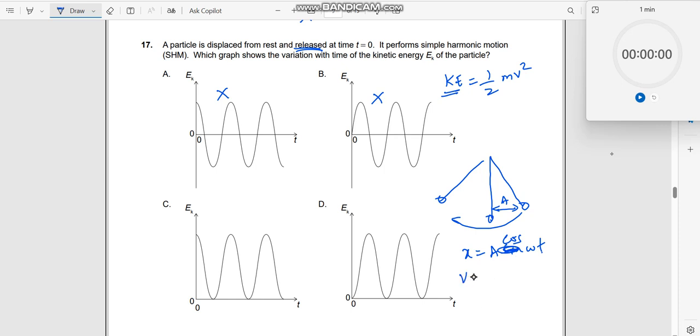So if that is the case, the value of v will now be a omega sin omega t. Okay. And as a result, if this goes as cos, this should go as sin. So here if you see, this looks like a cos curve, this looks like a sin curve. And what is kinetic energy? This should be half mv square, which means this becomes half m a square omega square sin squared omega t. So the nature of this will also be similar to that of sin squared omega t. So thus, this will be the right option. D is the right option. Let us move on to the next one.